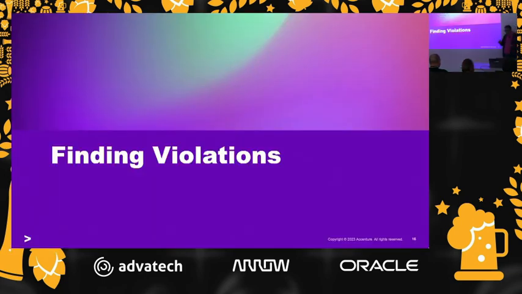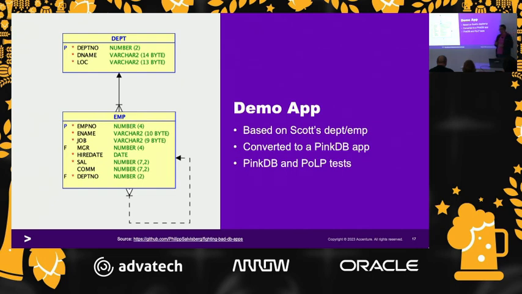Good. So at that point, you should agree to some degree that it makes sense to invent some application architecture applied in the database for security reasons and other reasons. So how do we find violations of something like that? I converted the well-known dept emp application, part of the Scott demo schema, to a PinkDB application, and I also added some utPLSQL tests to check properties of the PinkDB and to check if there are some violations of the principle of least privileges.